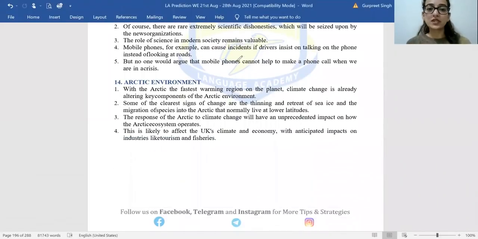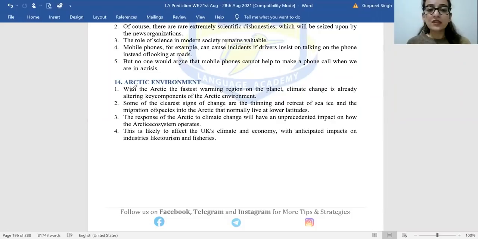Okay, number 14. With the Arctic, the fastest warming region on the planet, climate change is already altering key components of the Arctic environment. The first sentence, because of the way it is framed, one of the features of finding the first independent sentence is that it should be a kind of introductory sentence. It should not just give explanation, it should introduce the topic.